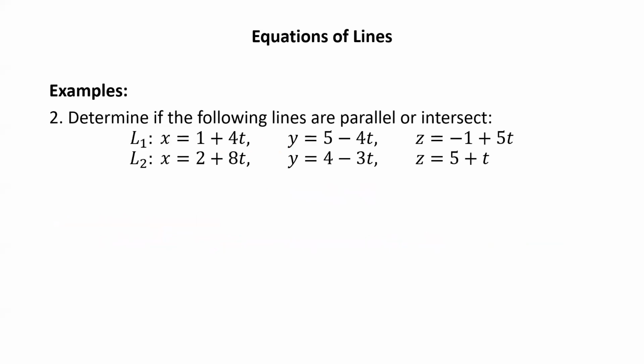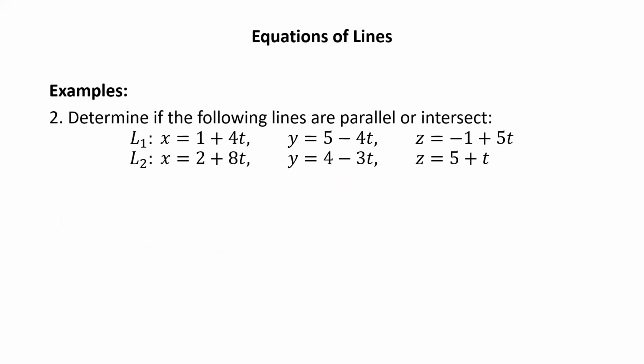Okay, last question. Determine if the following lines are parallel or intersect. So we have two lines. L1 is x equals 1 plus 4t, y equals 5 minus 4t, z equals -1 plus 5t. L2 is x equals 2 plus 8t, y equals 4 minus 3t, z equals 5 plus t. First, let's check if they're parallel.